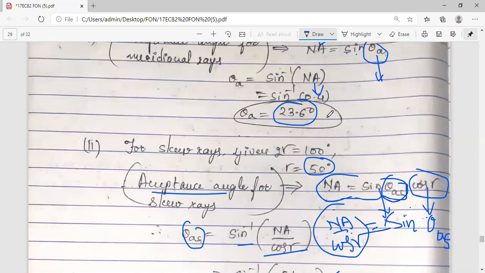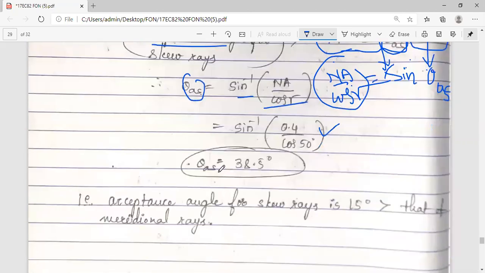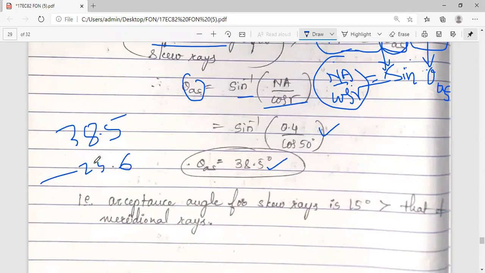The acceptance angle for the meridional ray was 23.6. If you observe, the skew rays acceptance angle is 38.5, which is greater than the meridional rays. Check how much it is greater. 38.5 minus 23.6. Subtract it. Some 14.9 I got. This is approximately 15.